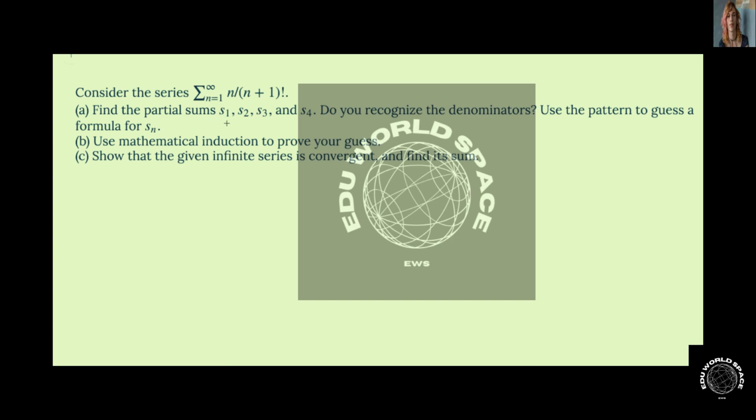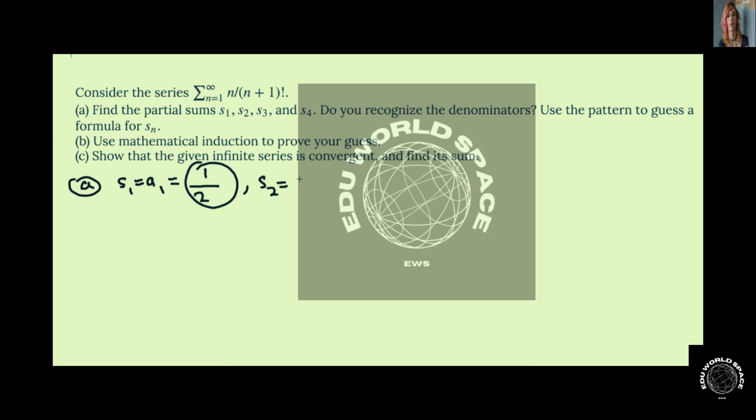Let's find the partial sums for this series for part A. S1, well, that's just the first term of the series here. So go ahead and plug in n equals 1 up there. We have 1/2, that's our first term.